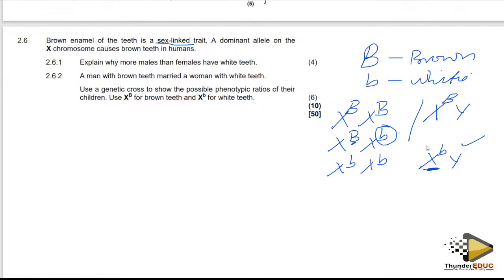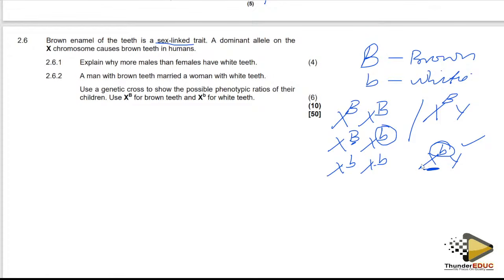They have to inherit one recessive allele for them to be white. But remember, the females have to have two. If they have one, it can be masked by a dominant allele, and then the individual is brown. So males have one X chromosome. If a recessive allele is inherited, yes, the individual will have white teeth.